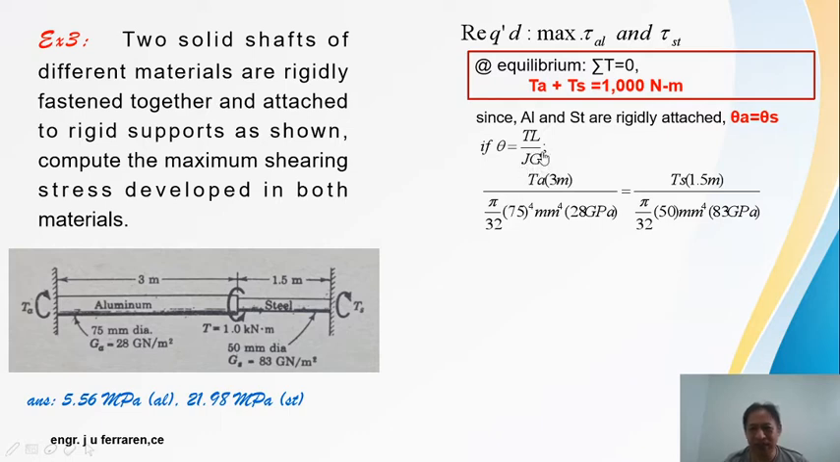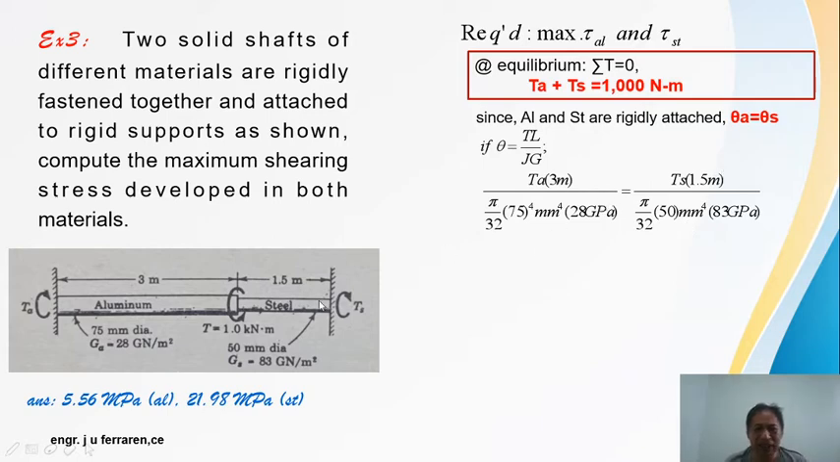So, we can now substitute into the formula. T for the aluminum. What is the length of the aluminum? 3 meters. By the way, what is important is that any unit placed on one side of the equation will also be the same unit on the other side, so we don't need to convert. So, TA times 3 meters, equals TS times the length, which is 1.5, also in meters, because the meter unit can just be eliminated.